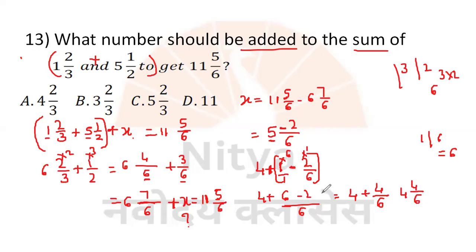But that is not seen in the options, so you have to reduce this. 2 2s are 4, 2 3s are 6. So the answer will be 4 2/3. This is our answer, 4 2/3. See, option A is our answer. Okay. Next.